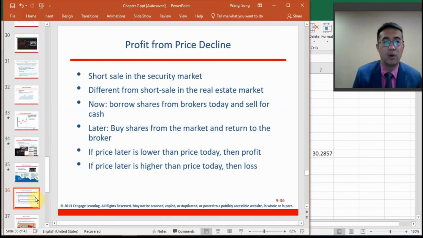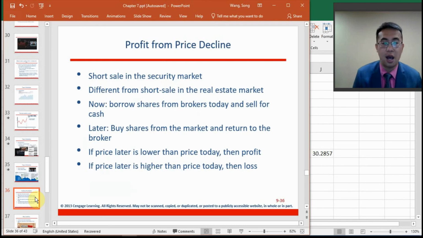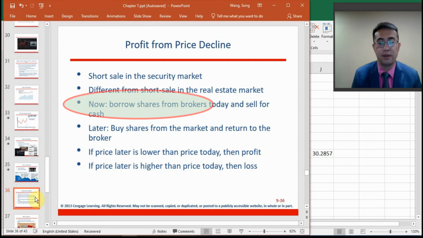Here is one trading technique called short selling. It is a way to profit from stock decline. Short selling in the security market is different from short selling in the real estate market. If you do a short sale in the real estate market, that means you are selling your house below the value of your mortgage. But in the stock market or bond market or even futures market, short selling means completely different things. If you do short selling, you borrow the securities, for example, shares of stock, from a broker today, and then you sell them right away for cash.